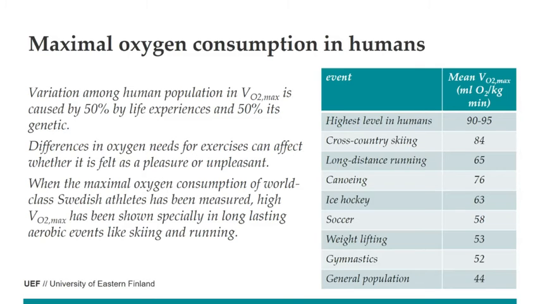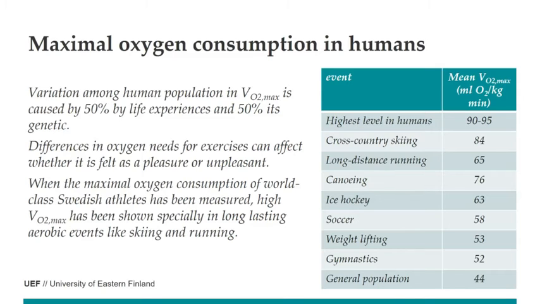It's been tested in a Swedish population of world-class athletes, and these athletes have about 2 times higher maximum oxygen consumption than the general population. But it also depends a lot on the different kinds of sport or events. Those sportsmen or women in cross-country skiing or long-distance running have a huge maximum oxygen consumption, compared to humans that are good in gymnastics or weightlifting.